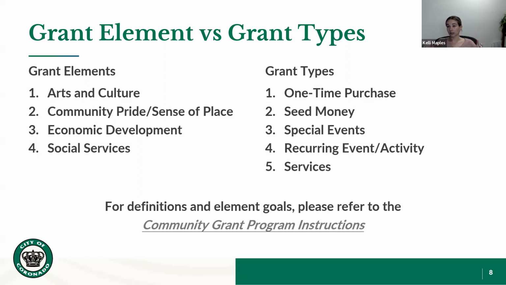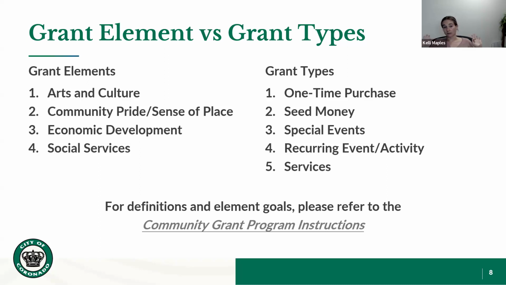What is your application or organization trying to achieve? So you apply under one of those categories. So once you start your application, one of those categories, you can also choose your grant type. So these grant types are: are you applying for a one-time purchase? Are you applying for seed money, special events, recurring events or activities, or services?